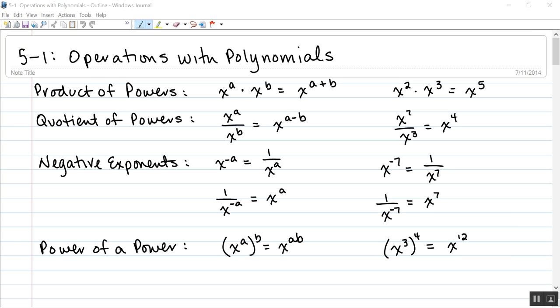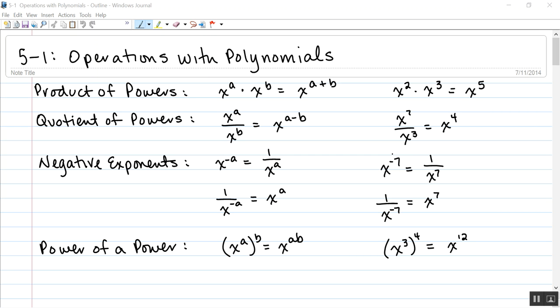Negative exponents. X to the negative a power is the same as 1 over x to the positive a. 1 over x to the negative a is the same as x to the power of positive a. An example of this, x to the negative 7 is 1 over x to the positive 7, and 1 over x to the negative 7 is x to the positive 7th. The way I look at it is, you can move the whole power over the fraction bar and make the exponent positive.